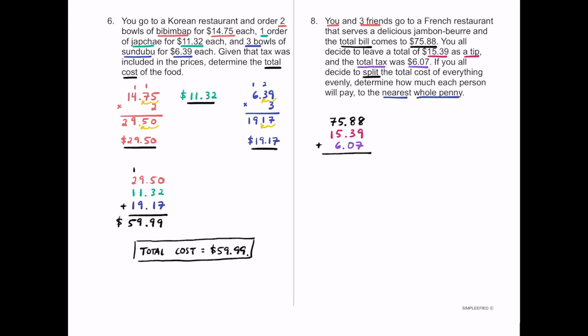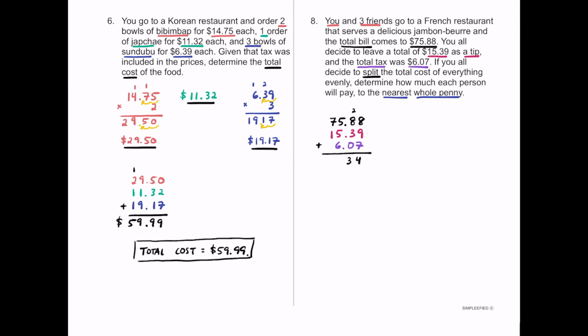So let's go ahead and see 75.88 plus this 15.39, just making sure I wrote it all correctly, plus 6.07. So let's go ahead and add up. 8 plus 9 is 17. 17 plus 7 is going to be 24. Carry the 2. 2 plus 8 is 10. 10 plus 3 is going to be 13.